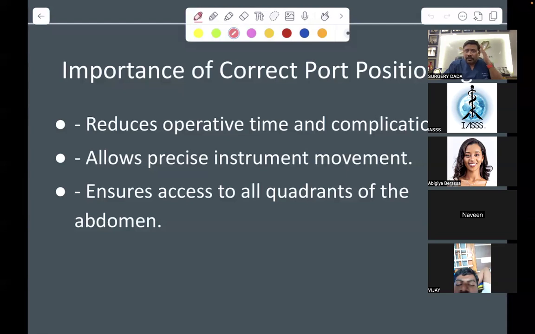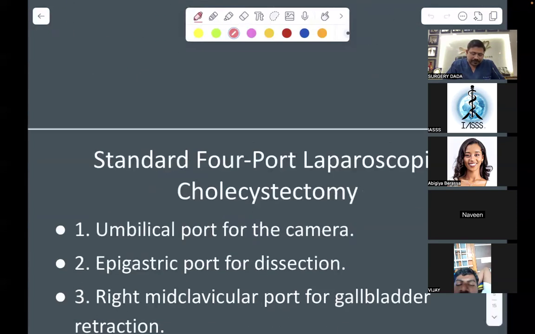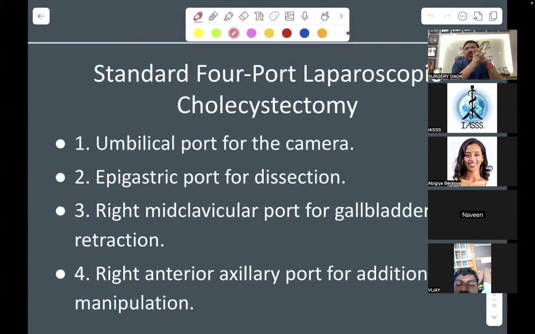And remember, this is the most important, that whenever you make the ports, it should be such that you can do at least a 360 degree round diagnostics. Why? Because if you have any problem, you should be in a position that you can access at least all the quadrants. So let me tell you about the standard 4-port lap cholecystectomy.